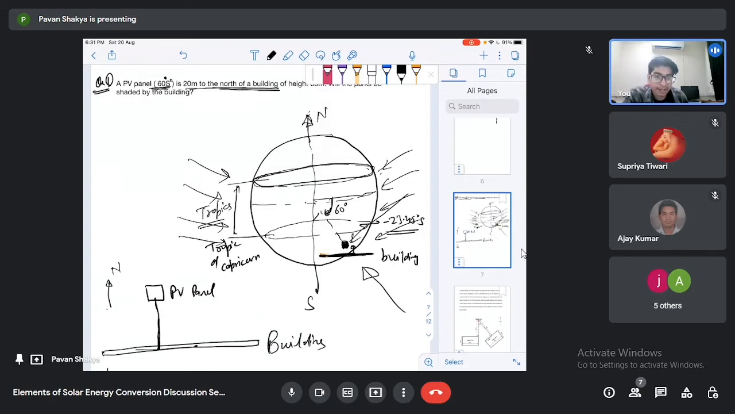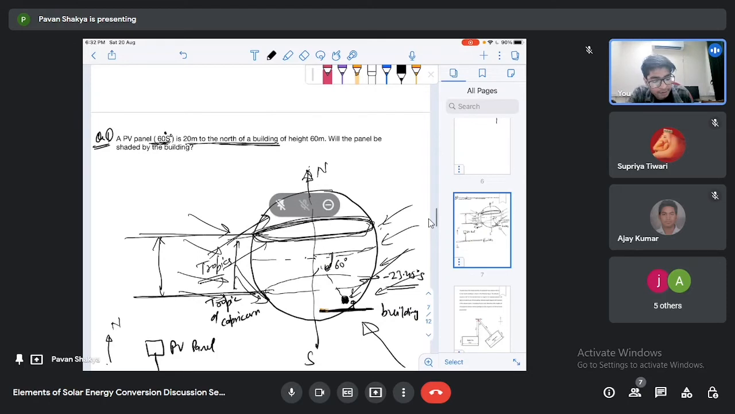And as I have told you, the sun never radiates normally beyond these tropics. The sun always falls in between these, and beyond these tropics there is only sunlight at some angle like that. So the answer of this problem, will the panel be shaded by the building, will be no.